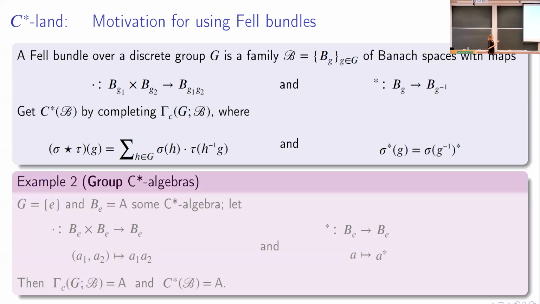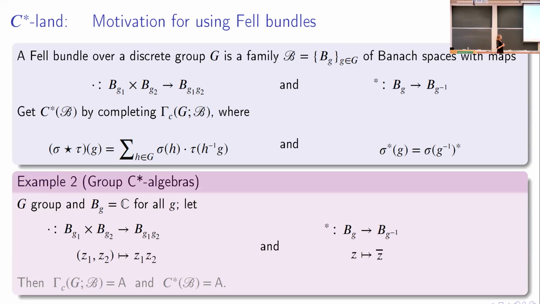Okay, group C-star algebras are another example. This time, I'm going to swap which of the two things is trivial. This time, my G is some group, and my fibers are all constant, the complex numbers. So the fibers are always just the exact same Banach space. This time, my multiplication is multiplication in the complex numbers. But note, I switch what fiber I'm over, right? So I multiply something in the G1 fiber with something in the G2 fiber and land in the G1 G2 fiber. But otherwise, it's just regular complex multiplication.